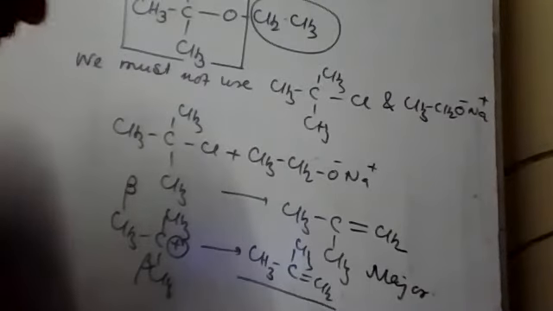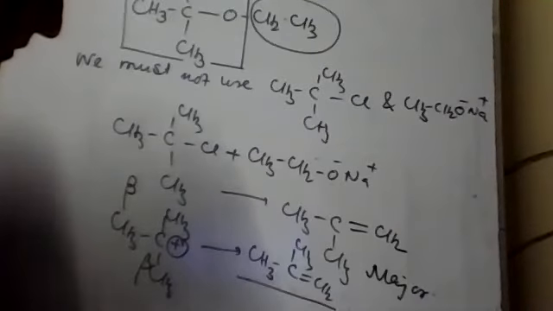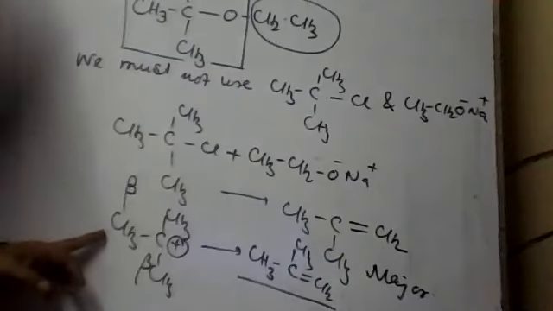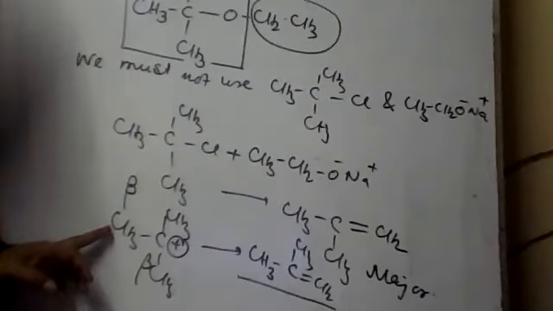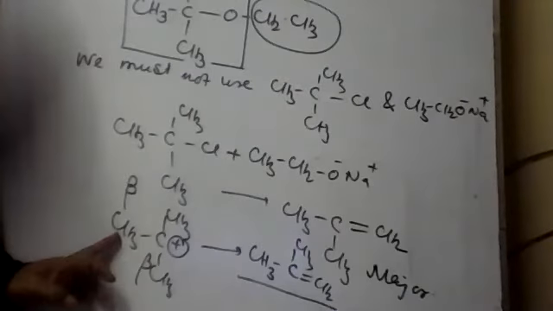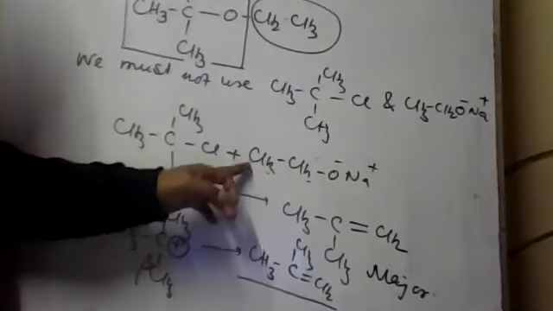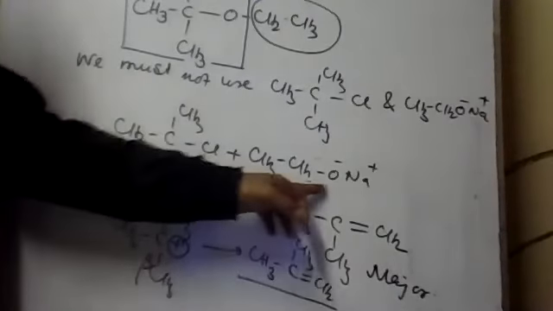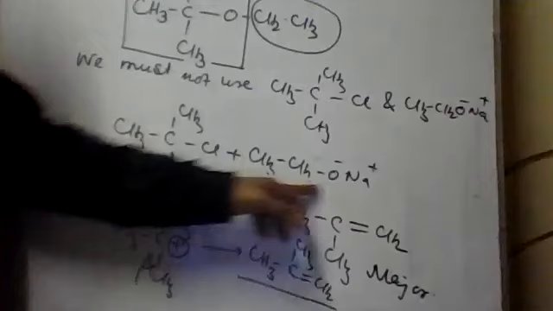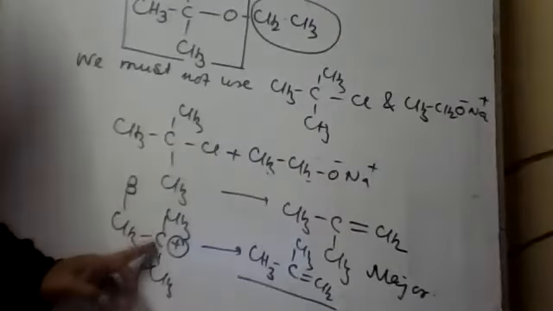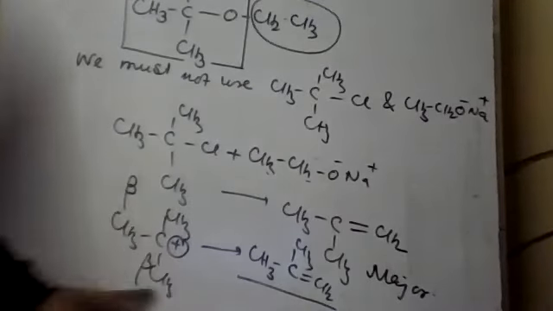Sir, what is the reason for the alkene? As tertiary carbocation is very stable, beta elimination will take place, and it will behave as alcoholic NaOH or alcoholic KOH, and beta elimination will take place, because here the tertiary carbocation is very stable.